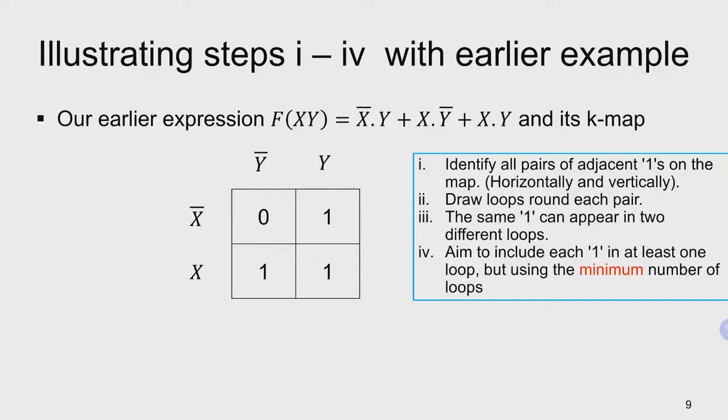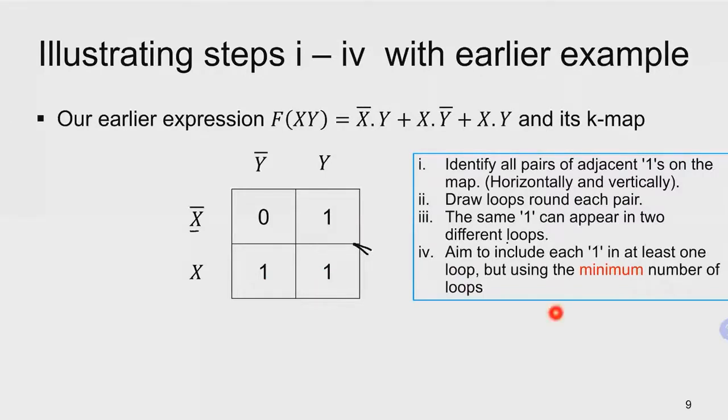So to illustrate the steps mentioned just now, step 1 to step 4, we use our very first example. So we have this Boolean expression, and we have put that onto our K-map. So this is x bar y, we got a 1 there. And then we have x y bar, we got 1 there. And then x y, we got a 1 there.